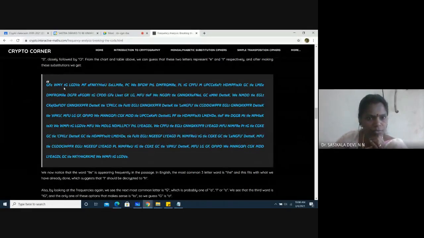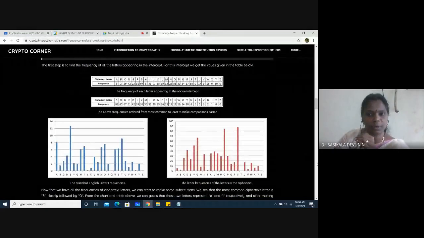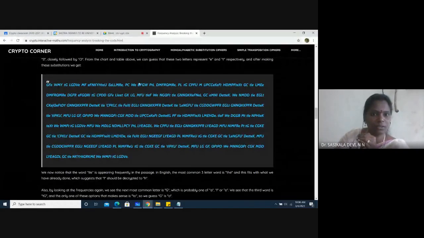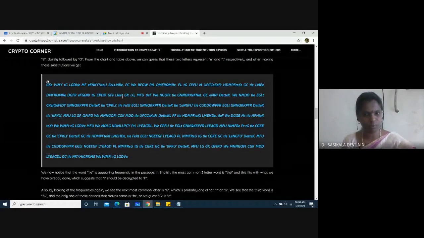So each occurrence of S is replaced by E. The next most common character is O, so all occurrences of O are replaced by T here. So H and T. Now you have to do some parallel tasks. Now you can go for the next most common character.